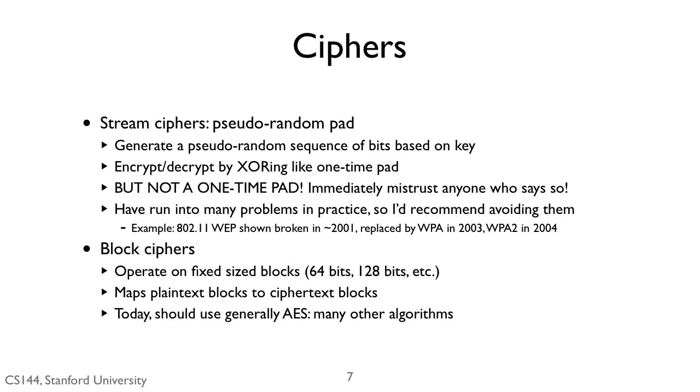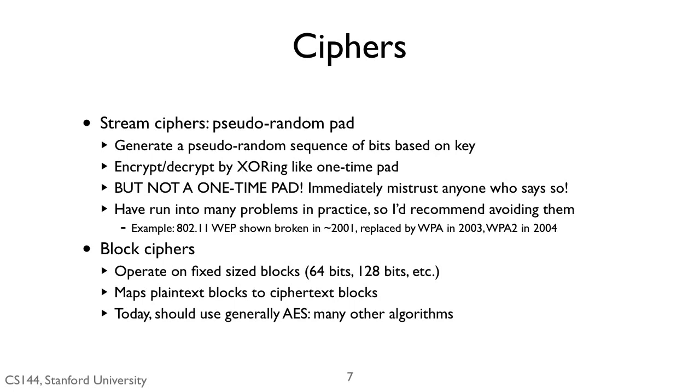If you reuse the same pseudo-random sequence of bits, for example, reuse the same key on 2 different messages, then adversaries can launch attacks like I showed with a two-time pad. The initial Wi-Fi encryption protocol WEP, for example, used a stream cipher. It was shown to be broken in about 2001 when Wi-Fi was starting to take off, and was replaced by WPA in 2003 and WPA2 in 2004.